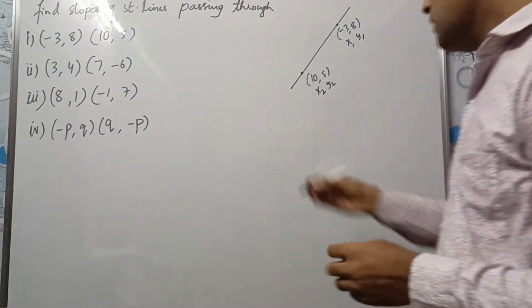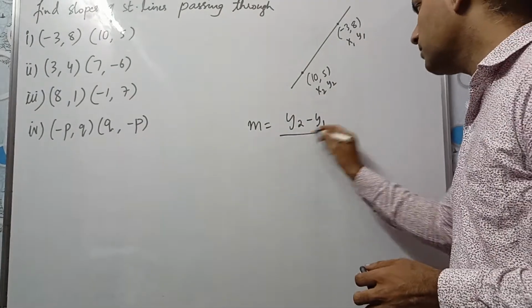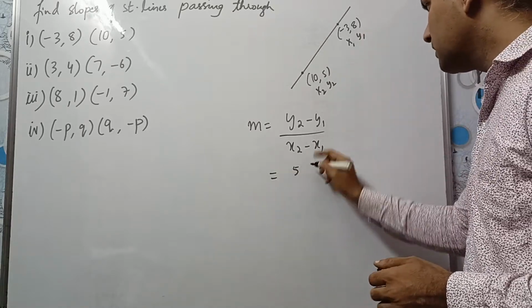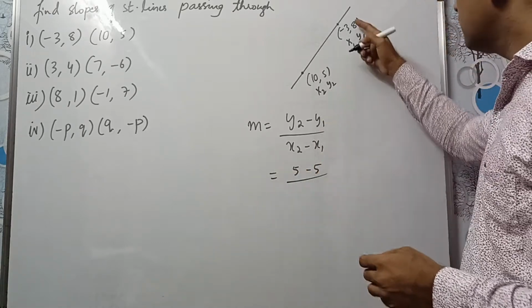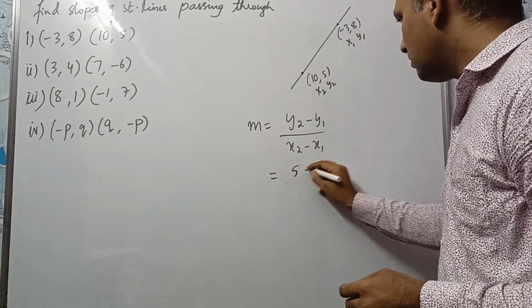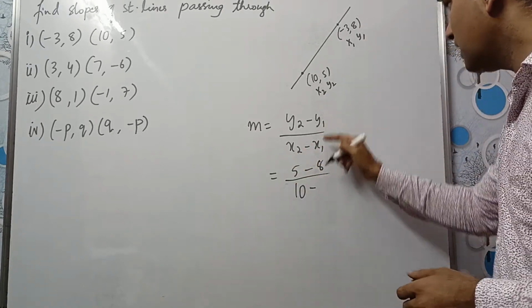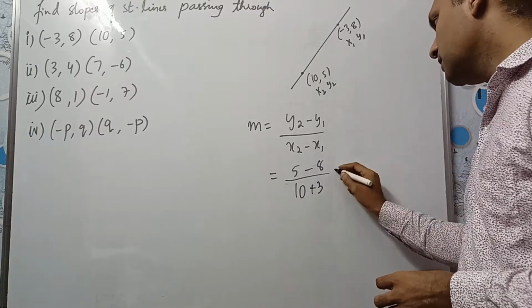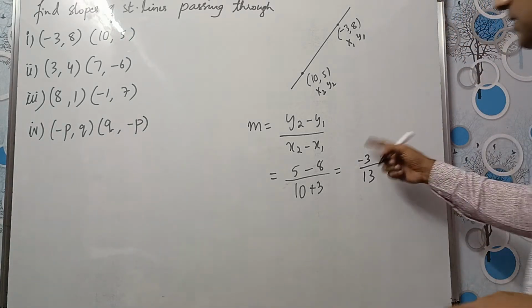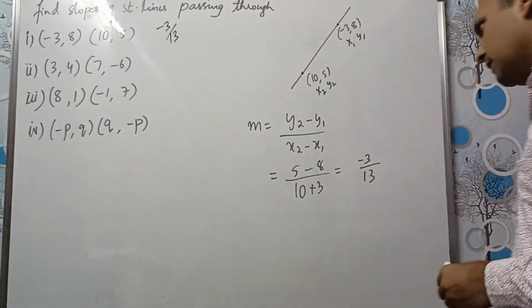Now what is the slope formula? We learned difference of y, or y2 minus y1 by x2 minus x1. So what will be the slope? y2 is 5 minus y1 is 8, x2 10 minus x1, minus of minus will become plus. So this is how much? Minus 3 divided by 13. So this is the slope of this straight line. Minus 3 divided by 13.